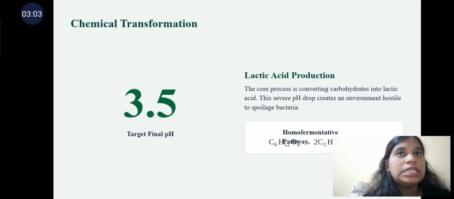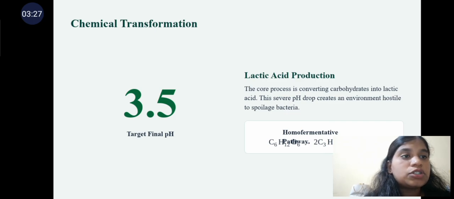Chemical transformation. This slide explains the chemical changes during the fermentation process. Lactic acid bacteria convert the sugar present in the cabbage into lactic acid. In the homofermentative pathway, one molecule of glucose is converted into two molecules of lactic acid along with a small amount of energy. This production of lactic acid lowers the pH to about 3.5. The acidic environment prevents the growth of harmful microorganisms and naturally preserves the food.